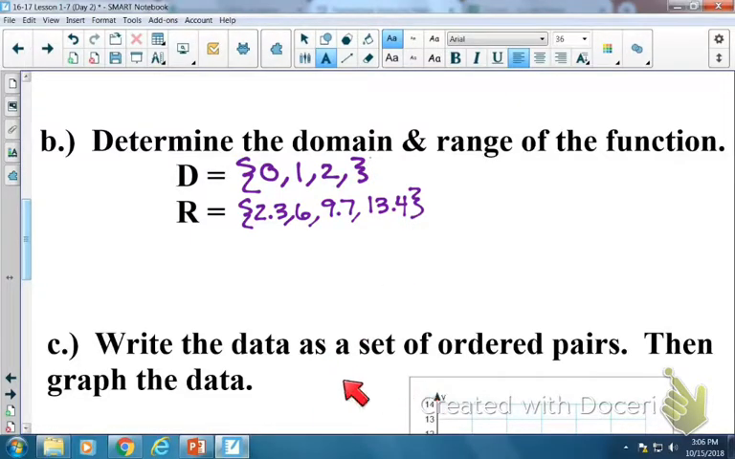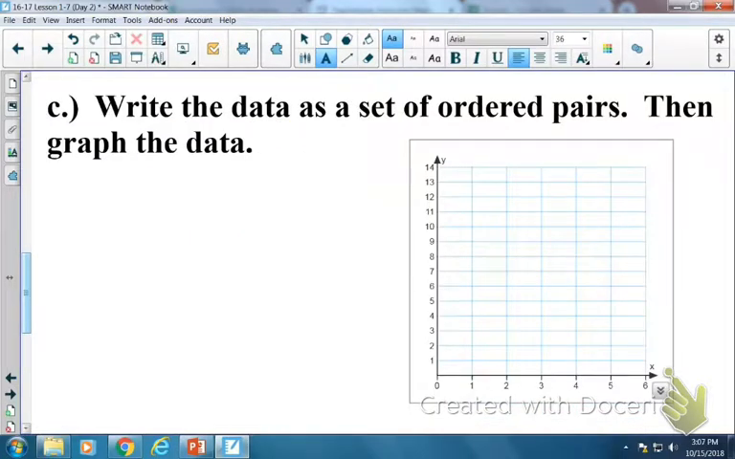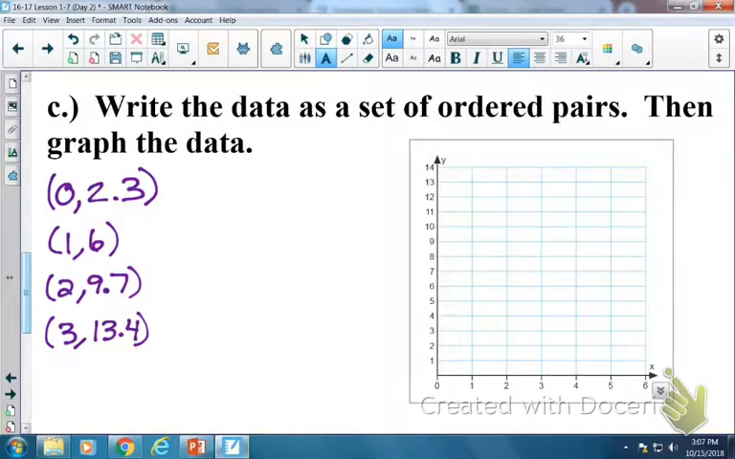Now we're going to write the data as a set of ordered pairs and graph the data. I just realized I did not write the data as a set of ordered pairs on the previous example, so we're going to do that now. So writing them as ordered pairs, we're going to have the number of quarts of seed for the x-axis, and then the weight in pounds will be our y-axis.